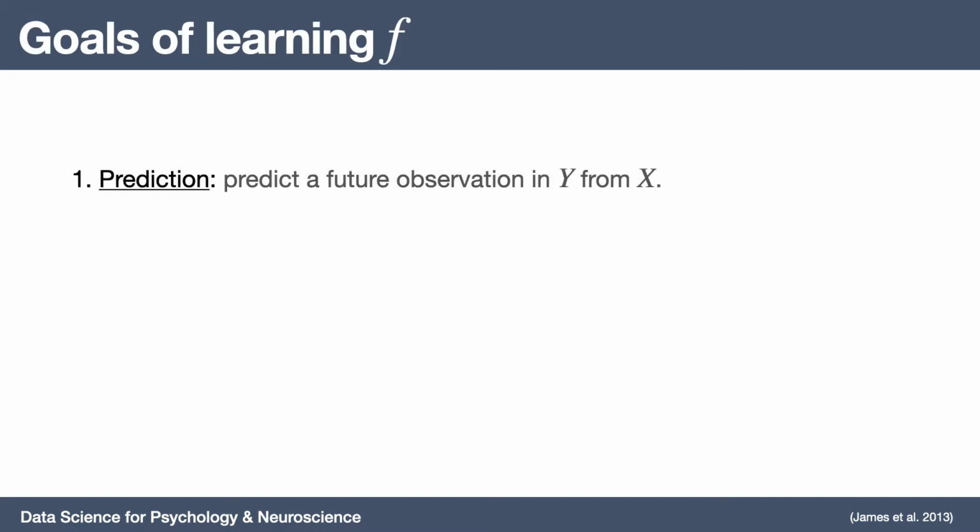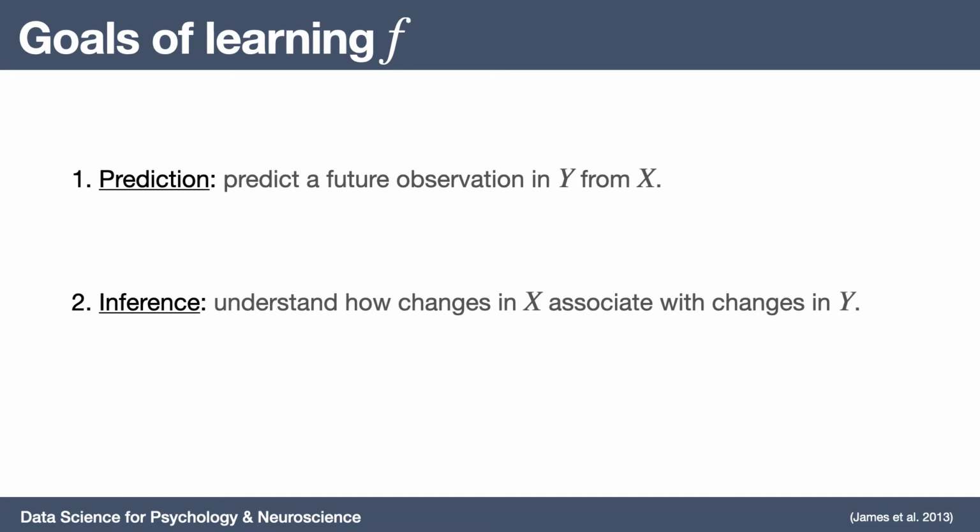Now, what are the goals of learning f? Everything that we will be discussing in terms of statistical tools and data science tools focuses down on understanding f, that functional relation between your inputs and your outputs. But there are two purposes for which you can use f. One purpose is prediction, in which case you want to learn f of x in order to predict a future observation of y from x. The other is inference, where you want to understand how changes in x associate with changes in y.